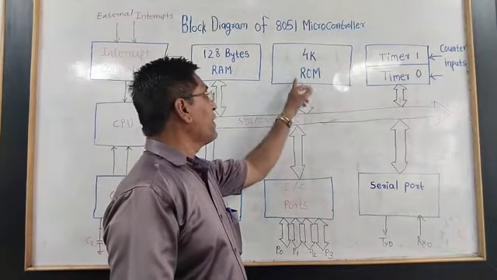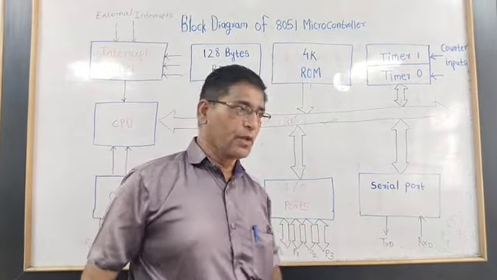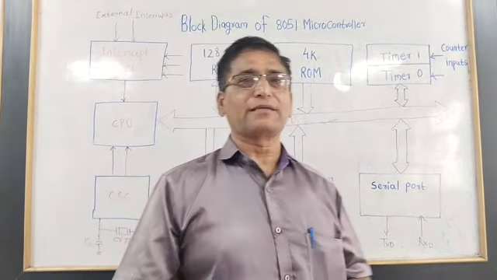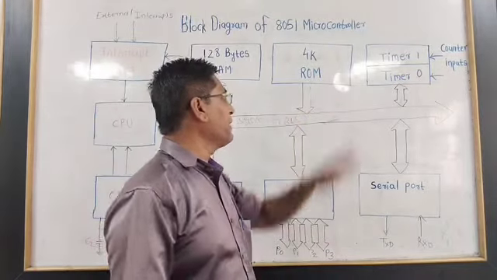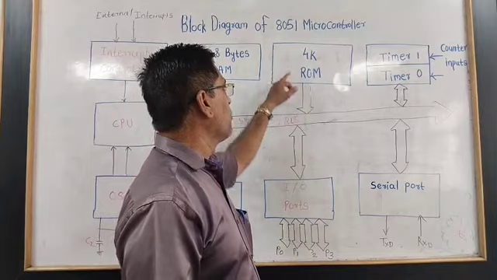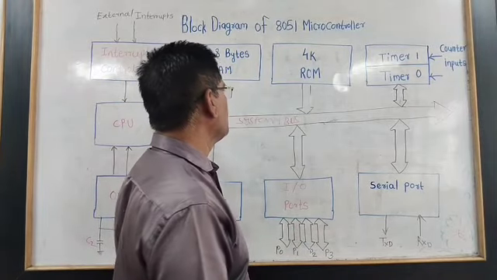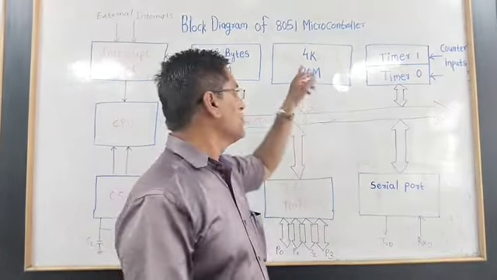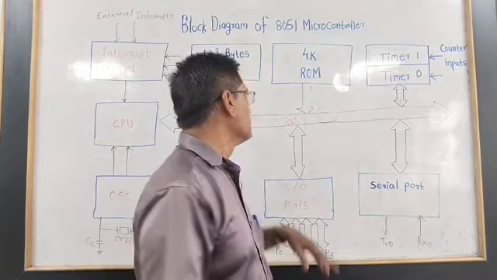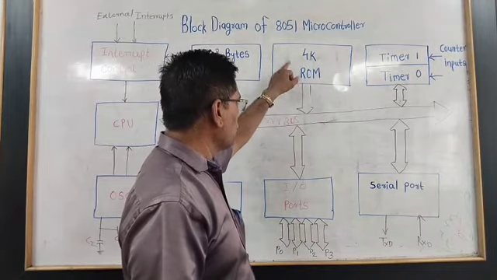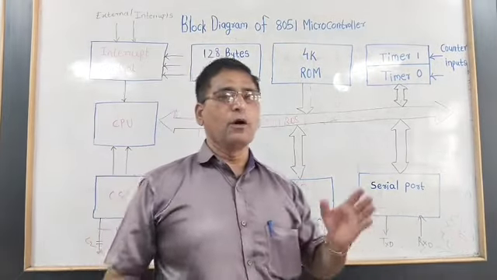Now it has 4 kilobytes of internal ROM. Externally, 60 kilobytes of ROM can be accessed. This is the program memory. Now the CPU can generate the address to this ROM, and this address can be stored in the program counter. This ROM is used to store a program.